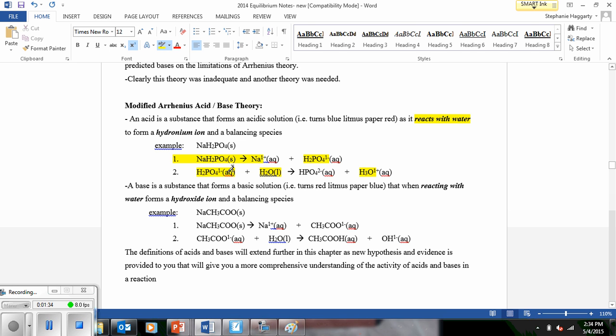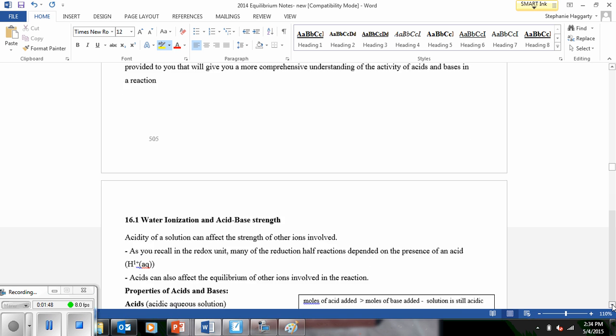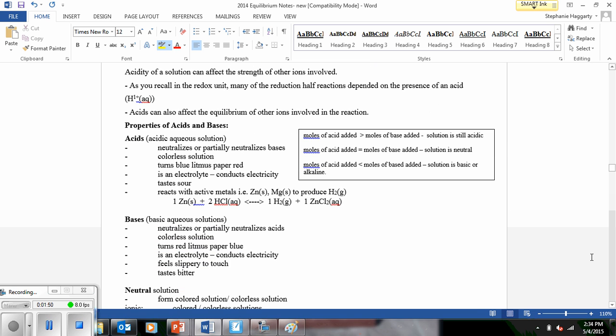Bases steal hydrogen from water, like in this example. We've removed a hydrogen to produce hydroxide in solution. So this was modified Arrhenius's definitions. Now we're going to apply this to go a little bit further in depth with our acids and bases.